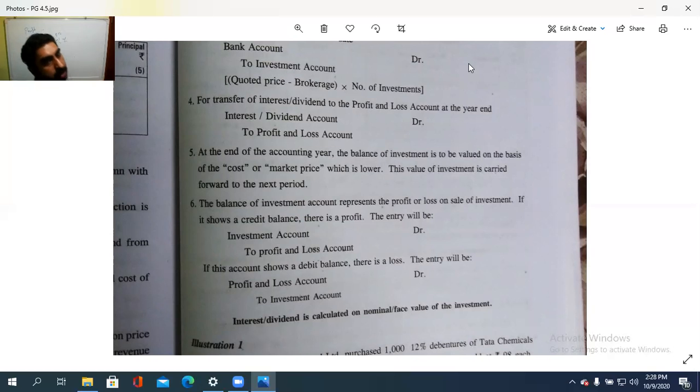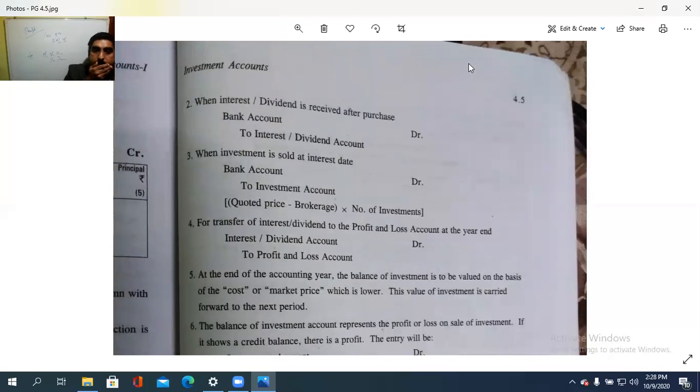So here bank account debtor to investment, and transferring the interest or dividend received to profit and loss account, then അവിടെ ക്രെഡിറ്റ് അല്ലേ, അപ്പം interest or dividend account debtor to P&L account. Next, finally, if there is any profit or loss coming, then investment account debtor to P&L account in case of a profit in the investment account, and vice versa in the loss. That is, opposite is the entry for the loss, P&L account debtor to investment account.